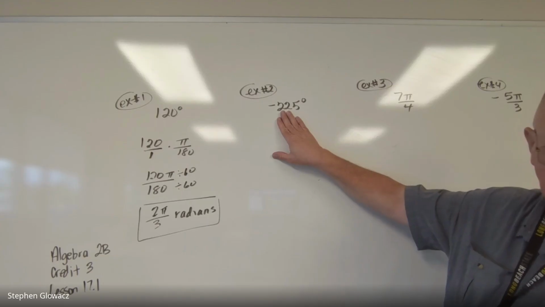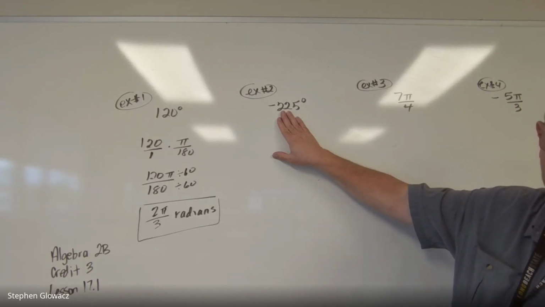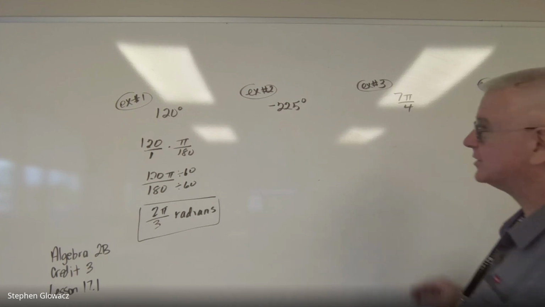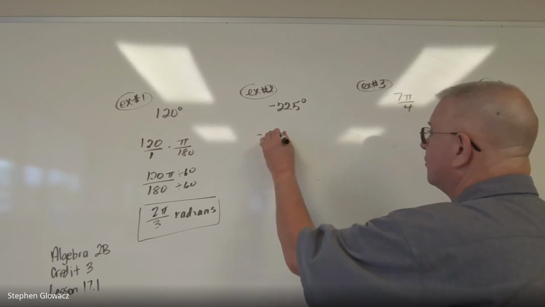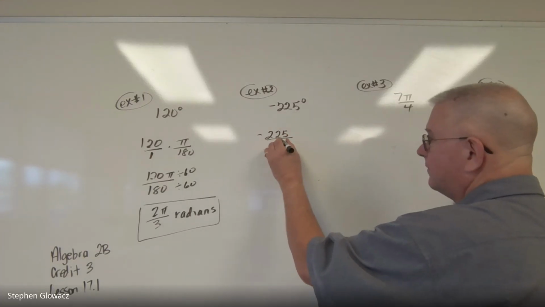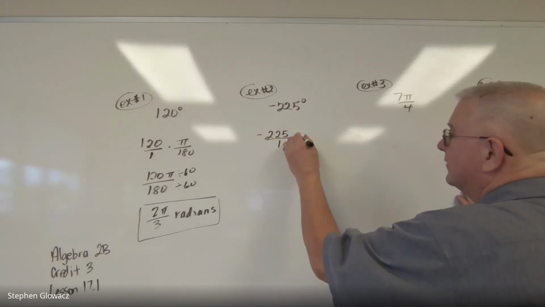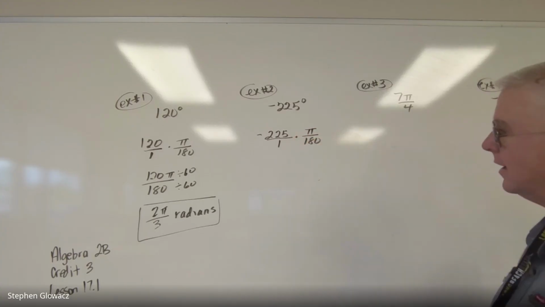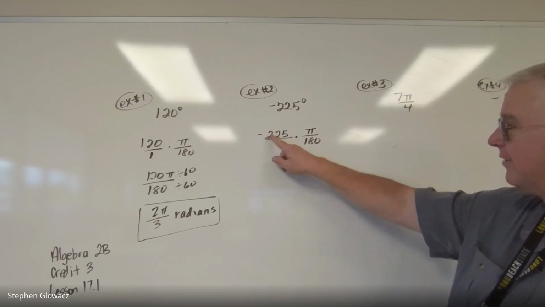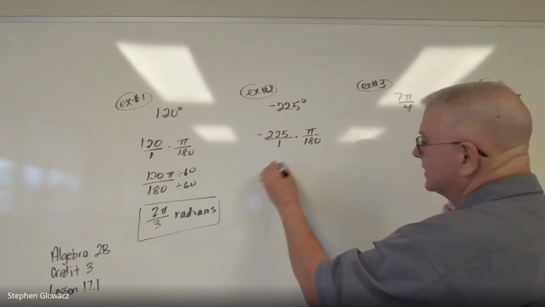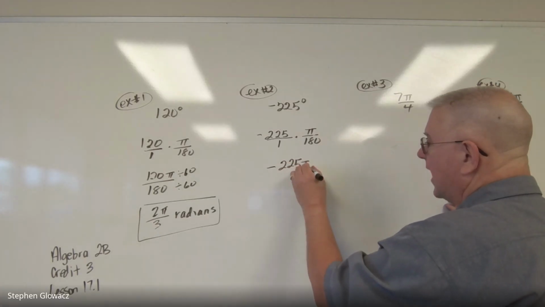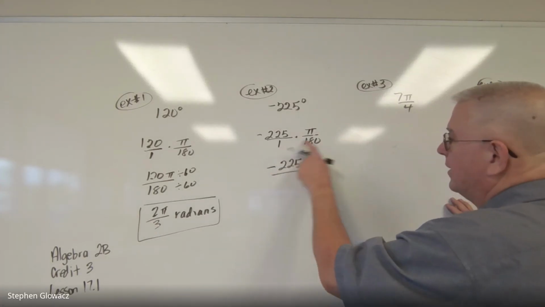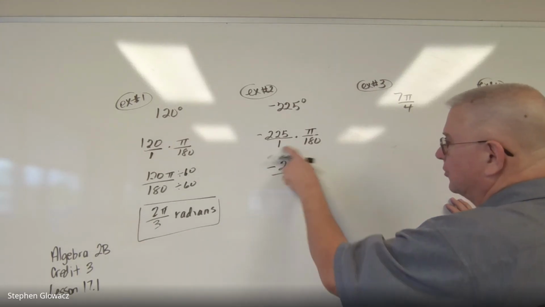It's not going to change too much what we do, except our answer will be negative. So let's go ahead and do that. So we have negative 225 over 1 times, remember our conversion factor, pi over 180. So we multiply the numerators. Negative 225 times pi is negative 225 pi. 1 times 180 is 180, multiplying the denominators.